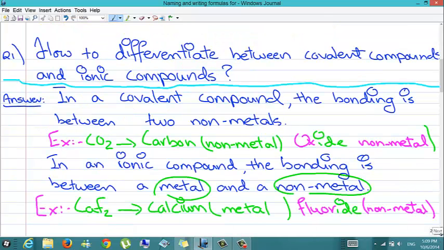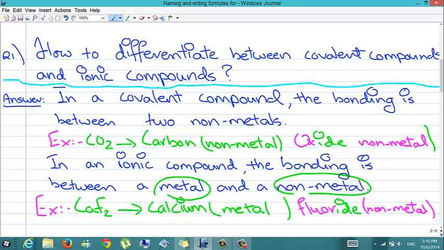How to differentiate between covalent compounds and ionic compounds. In a covalent compound, the bonding is between two nonmetals. For example, CO2. C stands for carbon, which is a nonmetal, which is also bonded to O, which stands for oxide, which is also a nonmetal. In an ionic compound, the bonding is between a metal and a nonmetal.